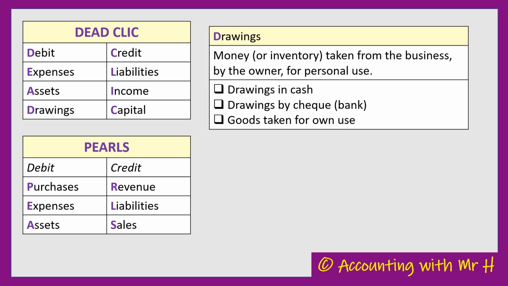If we're using the DEAD CLIC model, the last D in DEAD stands for drawings, and drawings are money, or it can be inventory, goods, that the owner has taken from the business for personal use. We're talking here about sole trader businesses who are able to remove goods or money from the business for themselves. It just needs to be recorded as a drawing. So you can have drawings in cash, maybe they take them using a cheque or through the bank. And then, as I say, they can also take some inventory, and we call that goods taken for own use.